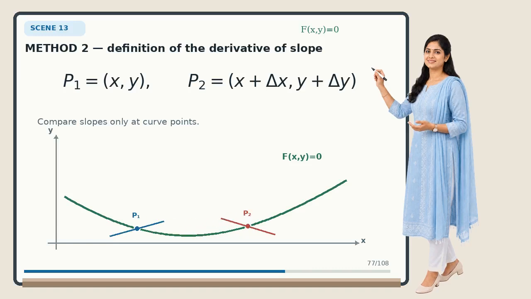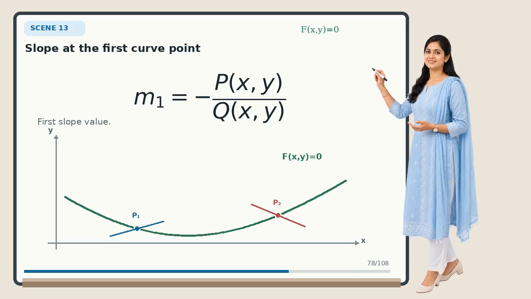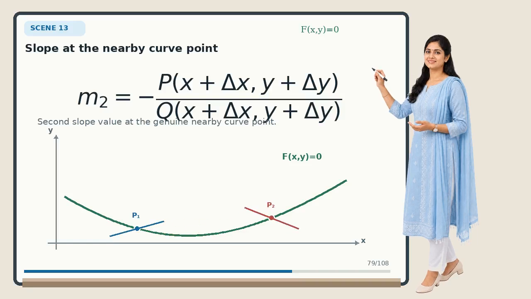Now derive the same result directly from the definition of derivative. P1 and P2 are nearby points on the same curve, with delta y determined by y of x plus delta x minus y of x. At P1, the slope m1 is minus p of x comma y over q of x comma y. At P2, the slope m2 is evaluated at both changed coordinates. This is essential because P2 lies on the curve.